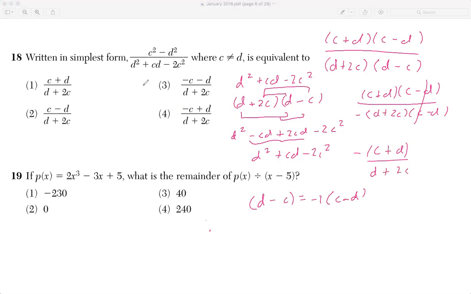So far, nothing looks like that yet. Let's distribute. This is minus C minus D over D plus 2C minus C. So it is answer choice 3. Got to be really, really good with factoring for that one.